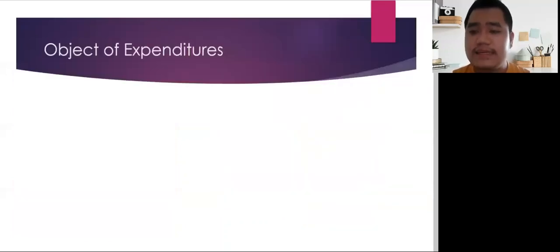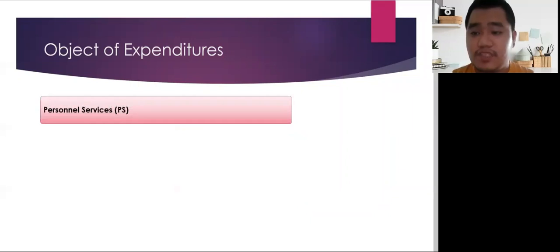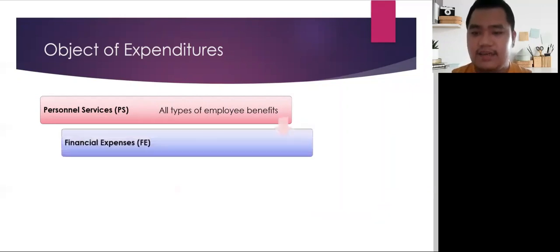Now, the classifications of expenditures by object are as follows. So we have first, Personal Services or PS. These pertain to all types of employee benefits. Examples: salaries, bonuses, allowances, cash gifts, etc. Then we have Financial Expenses or FE. These pertain to finance costs, for example, interest, bank charges, etc. The financial expenses also include losses on foreign exchange transactions.